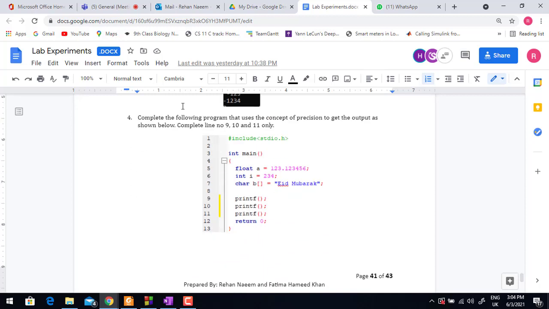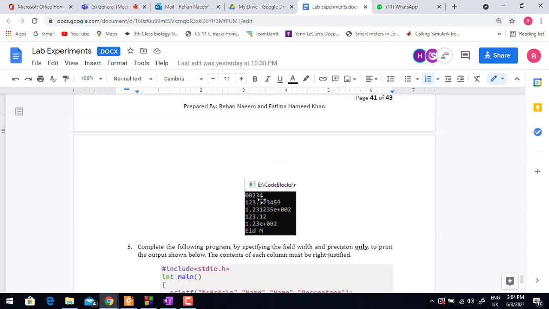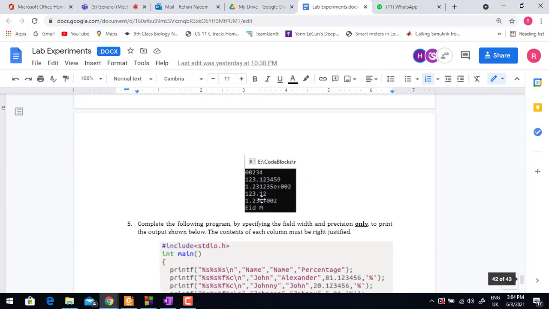In question number 4, you have to just change line number 9, 10 and 11, considering these variables a, i and array b, and the output should be displayed in this format. I have explained all the concepts before. So question number 4 is this. You have to display your data in this format.